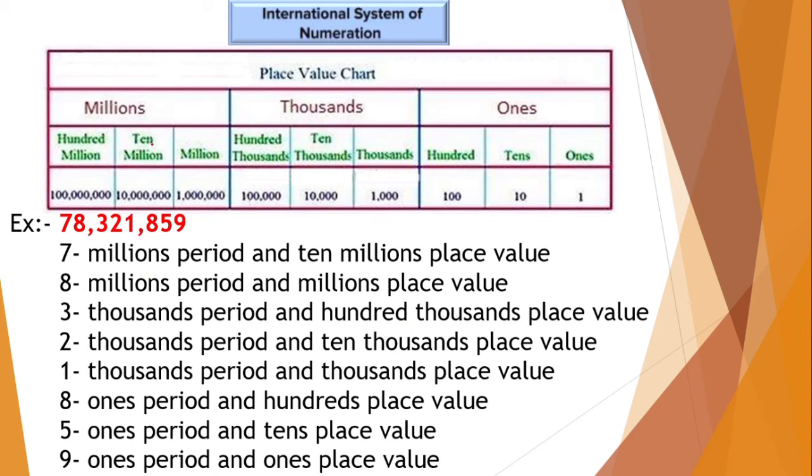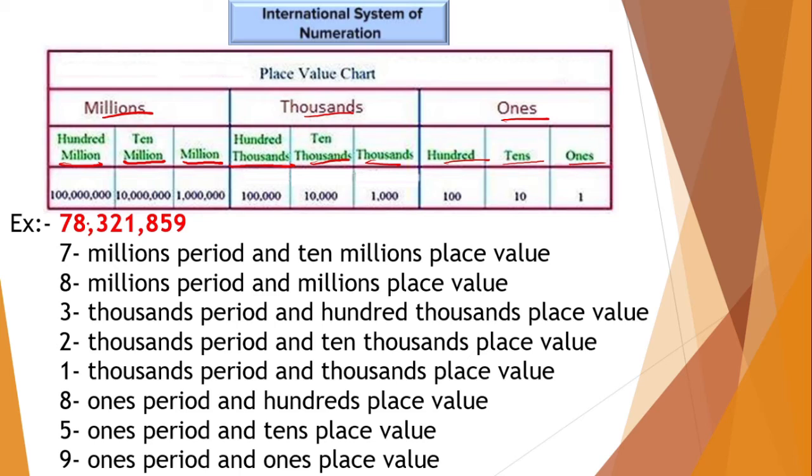So again we have a place value chart. In ones period, we have ones, tens, hundreds, and in thousands period, we have thousands and 10,000s. Up to 10,000s it's the same in the Indian system and the international system. But after 10,000s, in the international system, we have 100,000s. And in millions period, we have million, 10 million, and 100 million.